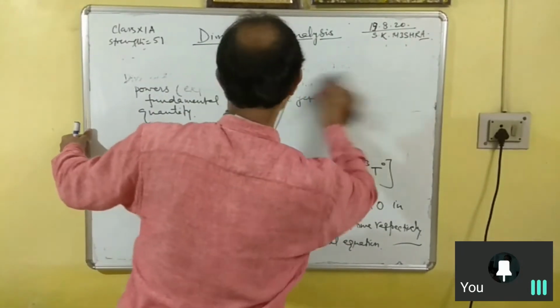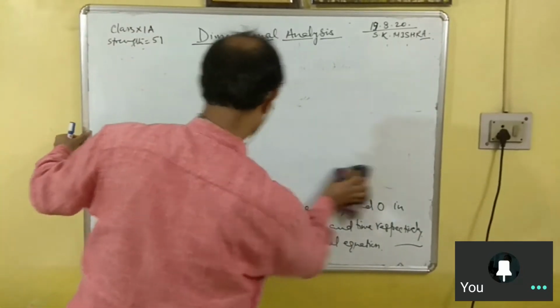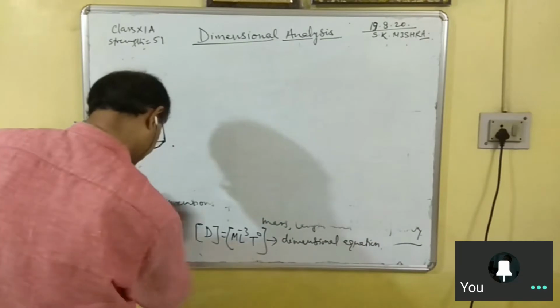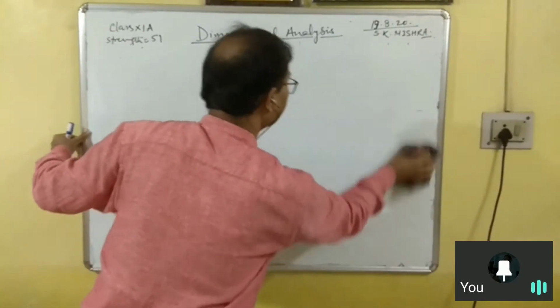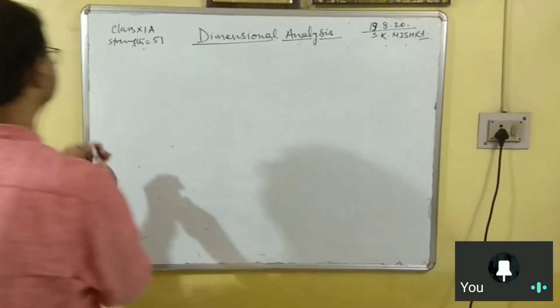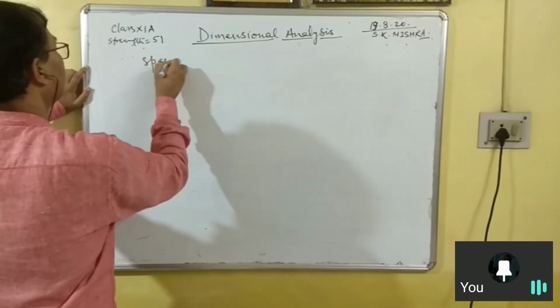Now moving towards the dimension of some more physical quantities, that is volume, density and then speed. Let me talk about the speed.